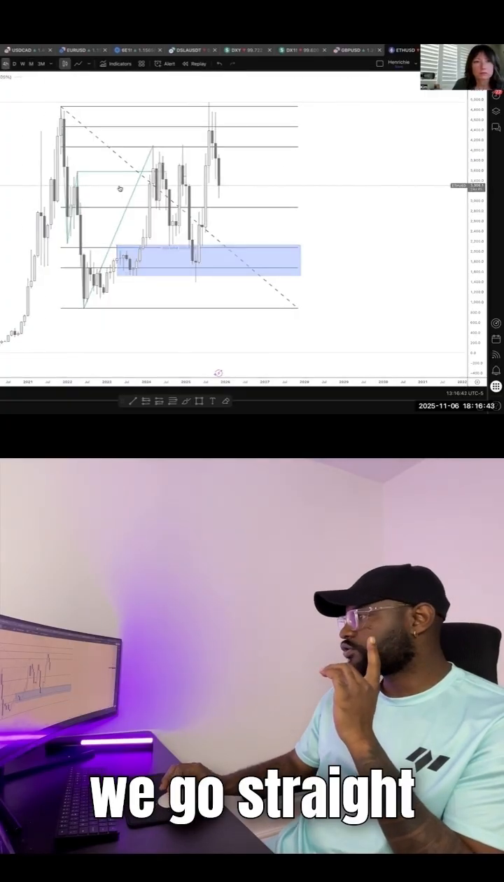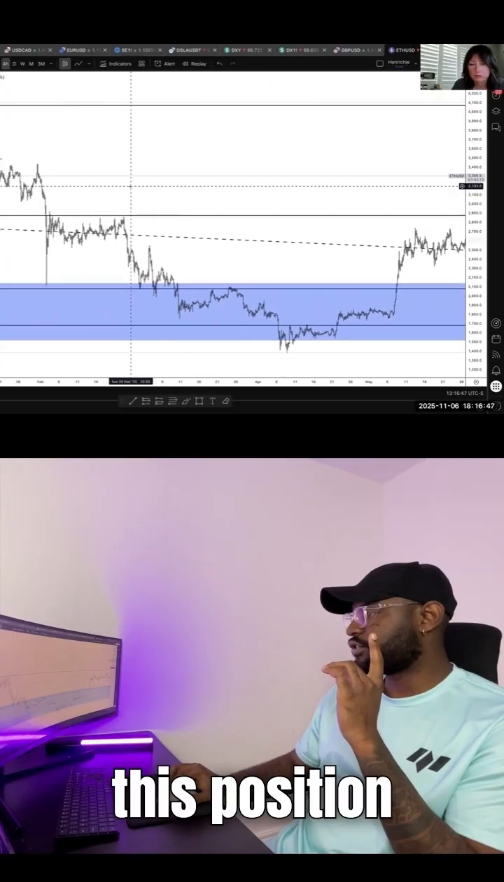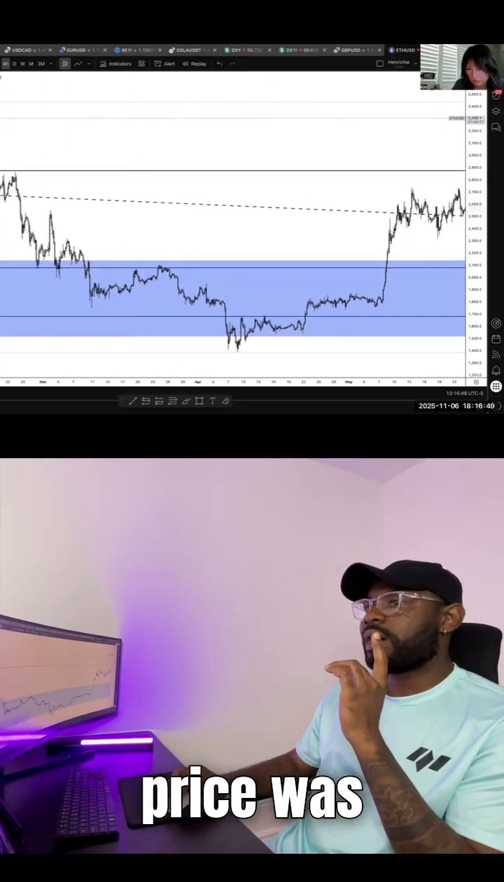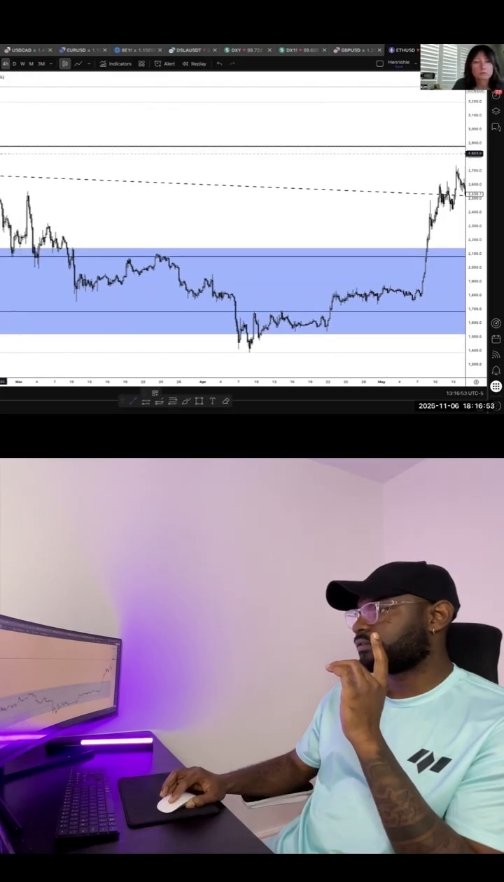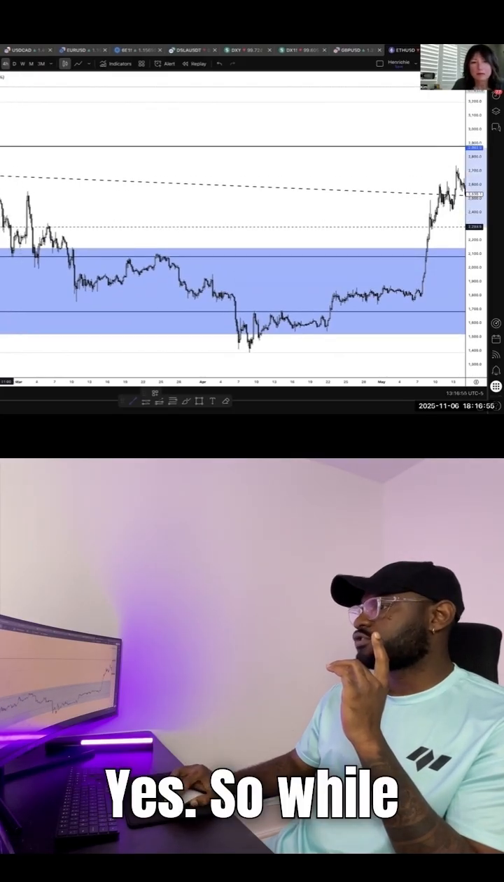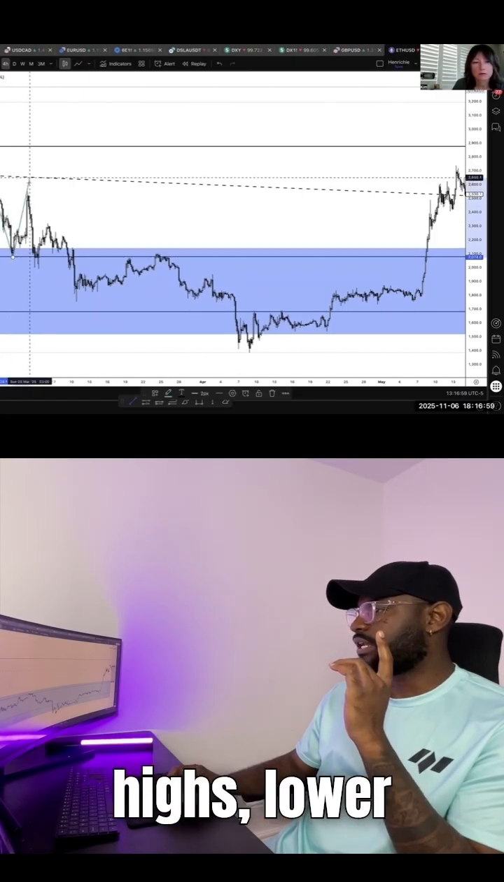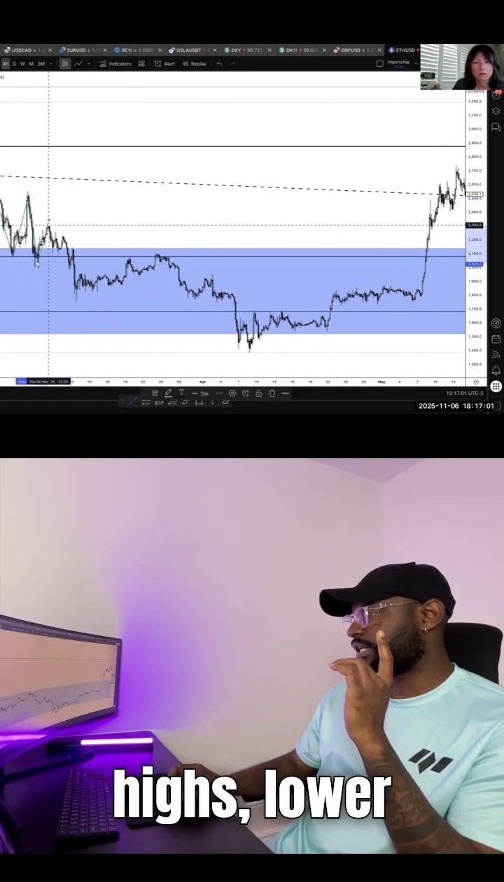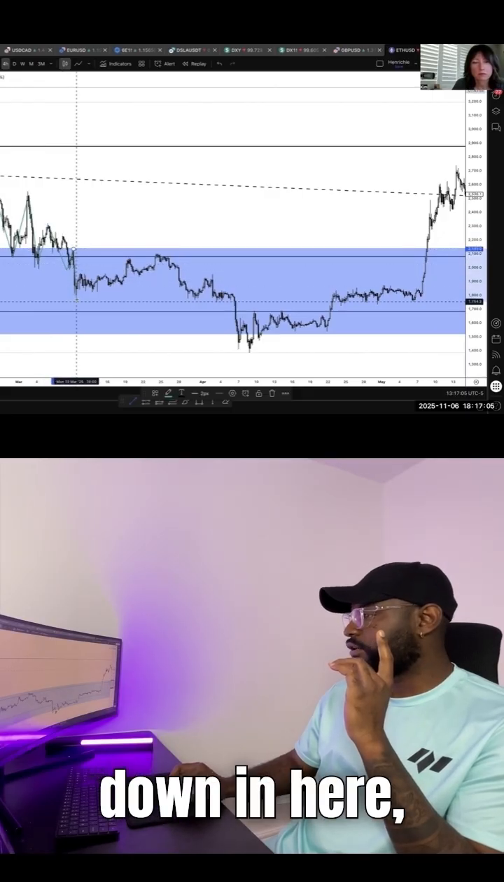Now, we go straight down to the 4-hour time frame. Down inside this position, you can see that while price was coming down in here, you can see everything clearly, right? So while price was coming down in here, it was creating lower highs, lower lows, lower highs, lower lows, lower highs, lower lows. Even when it came down in here, lower high, lower low.